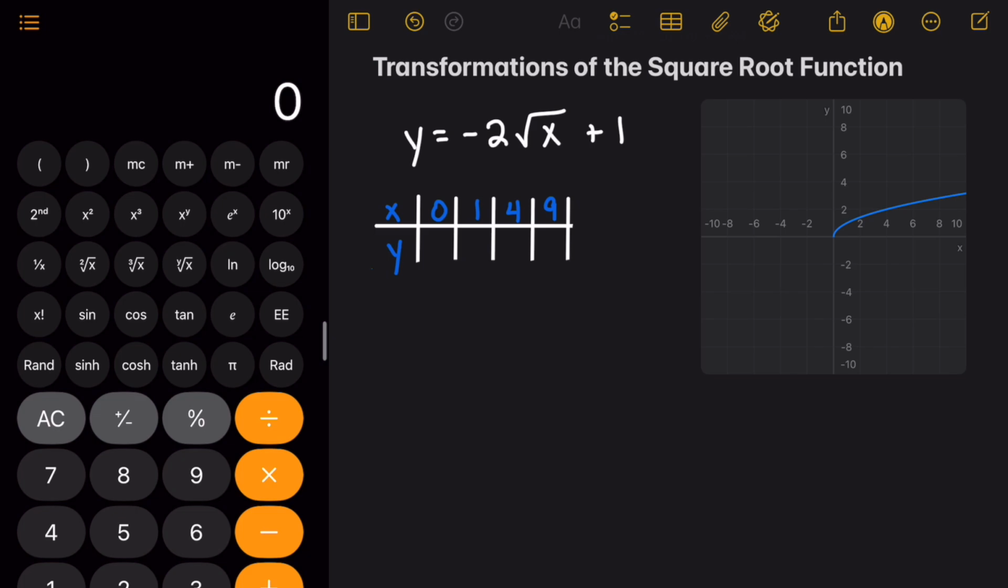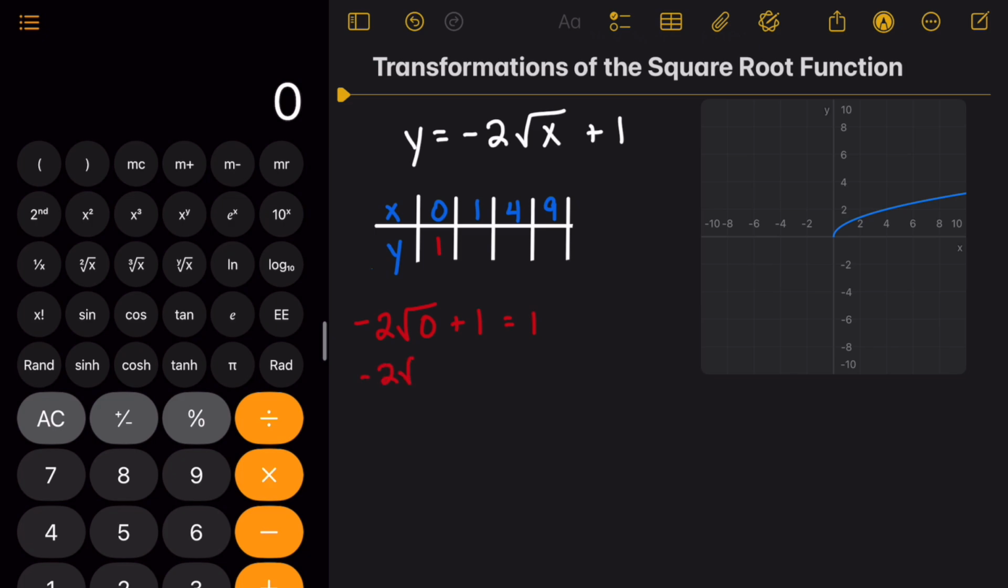So let's add this graph of -2 root x plus 1 on there. And so we're going to one at a time plug in these values of x. So let's start off by replacing x with 0. So -2 times the square root of 0 plus 1 is 1. So our first coordinate is 0, 1.